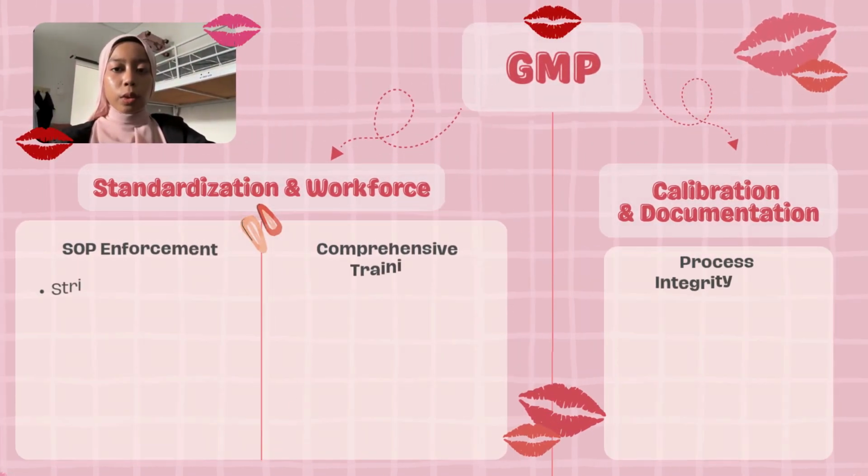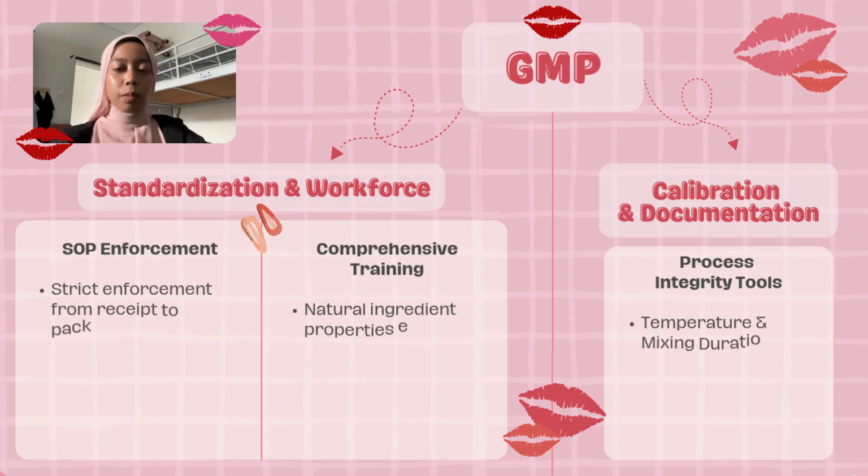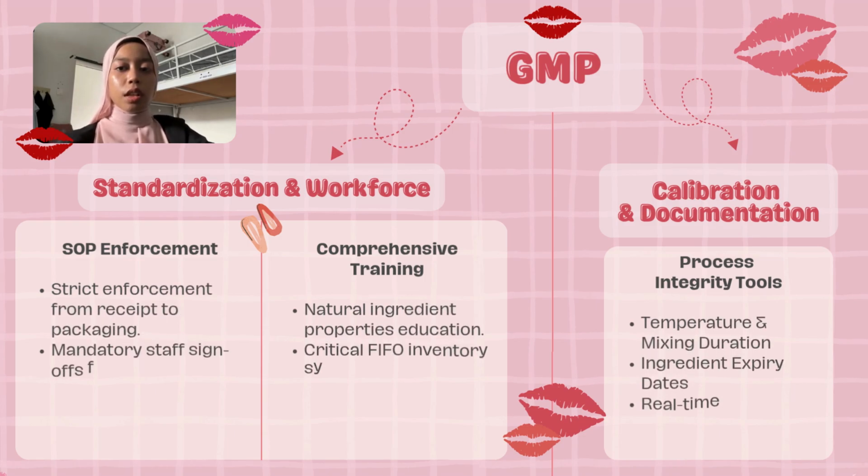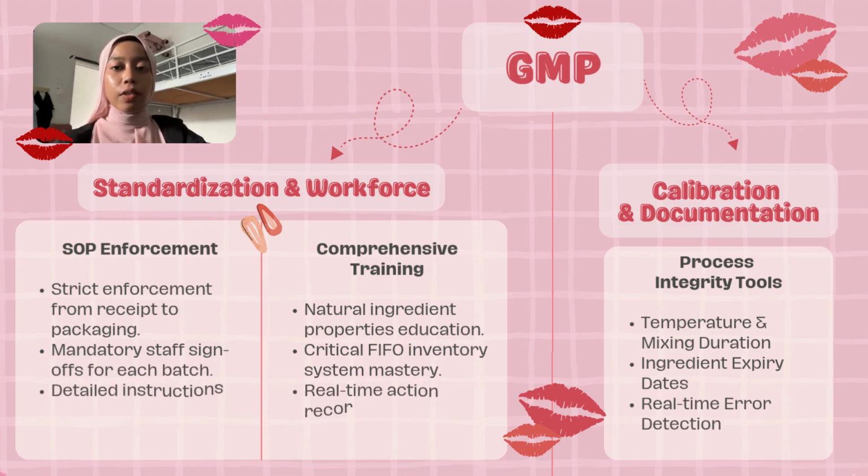Now let's dive into our first pillar, good manufacturing practice, or GMP. This is how we ensure that every batch of lipstick is identical and free from process drift. First, standardization and workforce. Consistency starts with our people. We strictly enforce standard operating procedures, SOPs, for every stage, from melting the beeswax to mixing the hibiscus pigment. But SOPs are only as good as the people using them. That is why we provide regular training on natural ingredient properties and the critical FIFO, first in, first out, inventory system to prevent the use of expired materials.